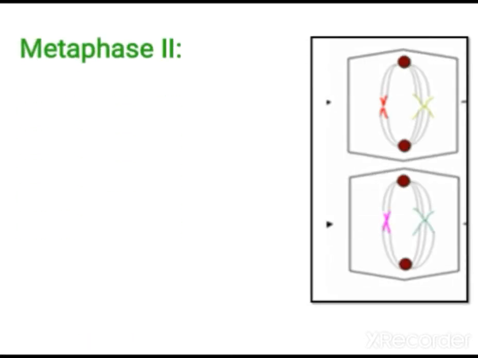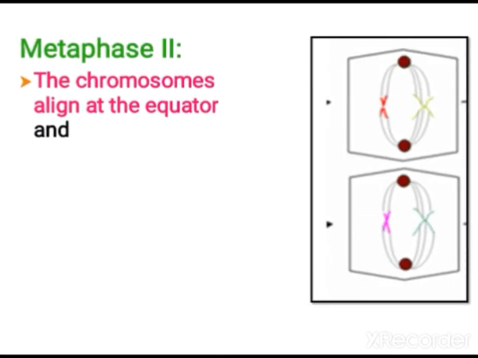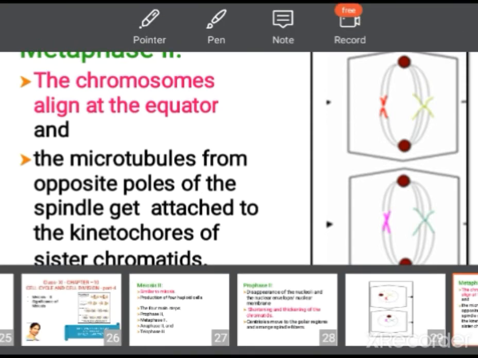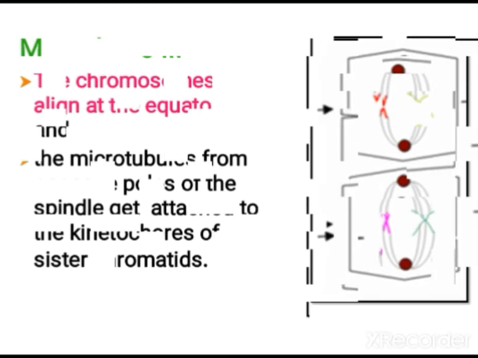Next, let us study metaphase 2. In metaphase 2, the chromosomes align at the equator plane. In any metaphase, the chromosomes arrange themselves at the equatorial plane. Then the microtubules formed get attached to the centromere.